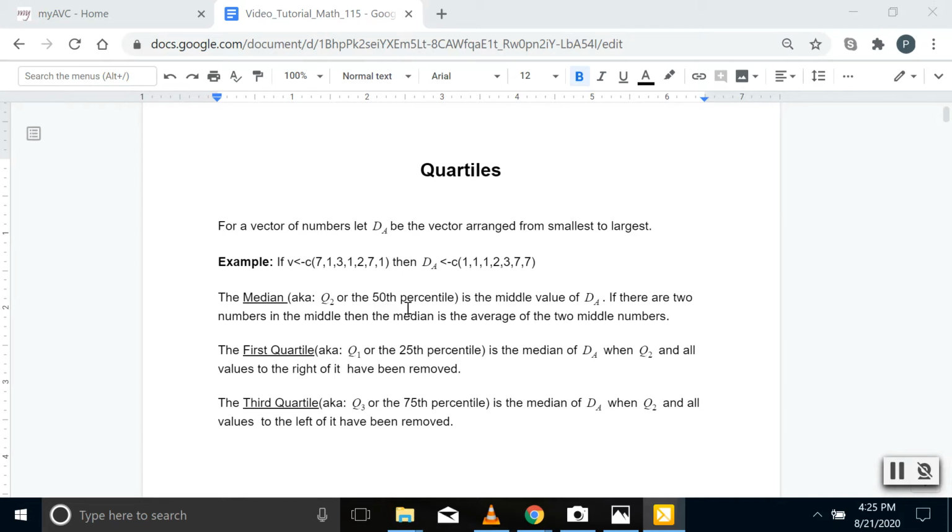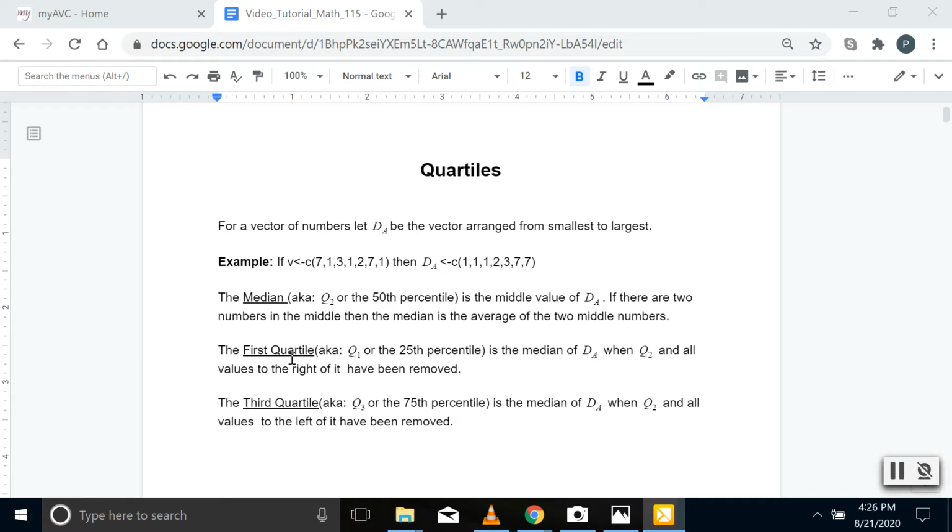Okay, so definition here, the median, also known as Q2 or the 50th percentile, is the middle value of d of a. If there are two numbers in the middle, then the median is the average of the two middle numbers. We're going to look at an example in a second.